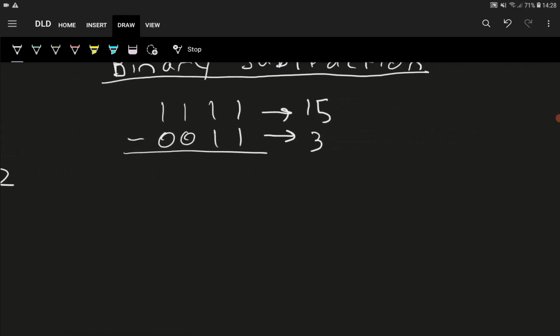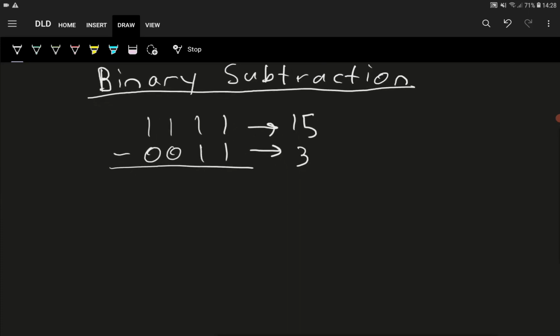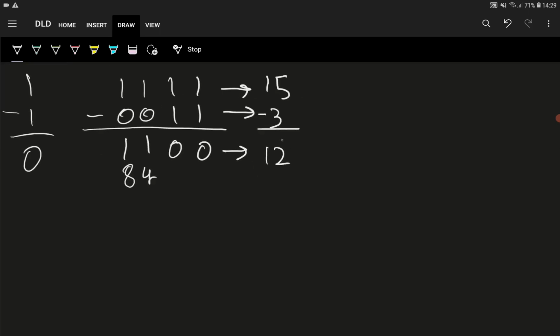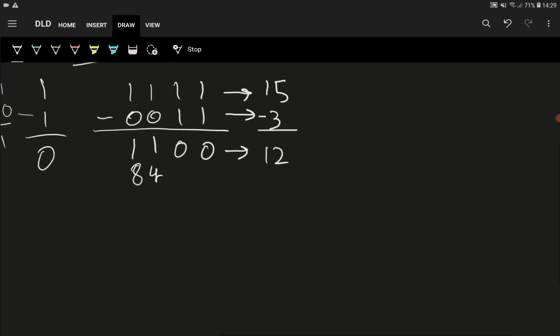So moving again to binary subtraction, we have 15 minus 3. We know the answer to that, but let's not write it first. So 1 minus 1 would be 0. 1 minus 1 is 0. 1 minus 1 is 0. 1 minus 0 is 1. Obviously, 1. And here we have our answer, 8, 4. 8 plus 4 is 12. 15 minus 3 is indeed 12.